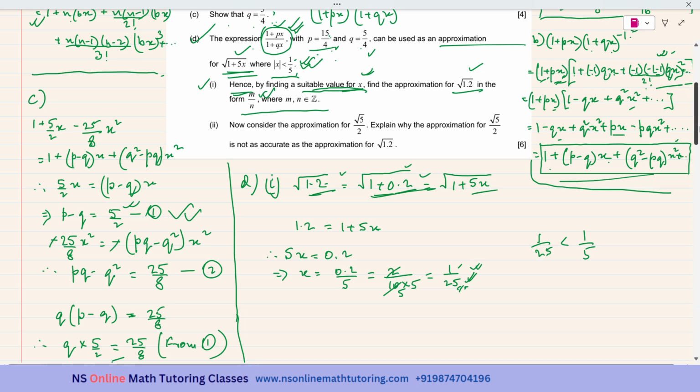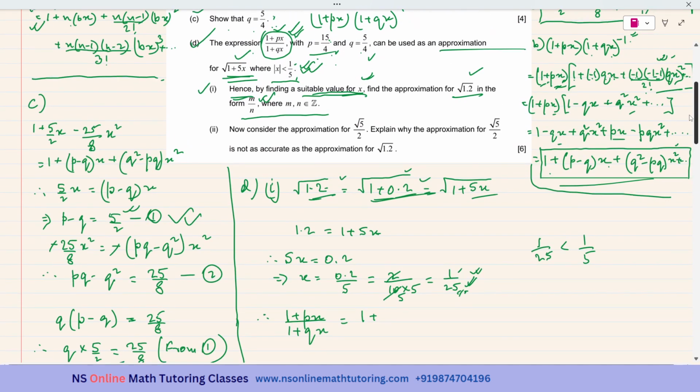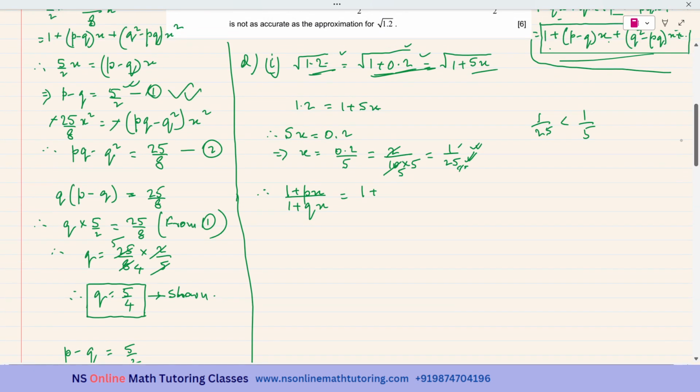Okay, so therefore (1 + px) over (1 + qx) is equal to... p was equal to 15 over 4 and q was equal to 5 over 4. So 15 over 4 times x, which is 1 over 25, divided by 1 plus 5 over 4 times 1 over 25.